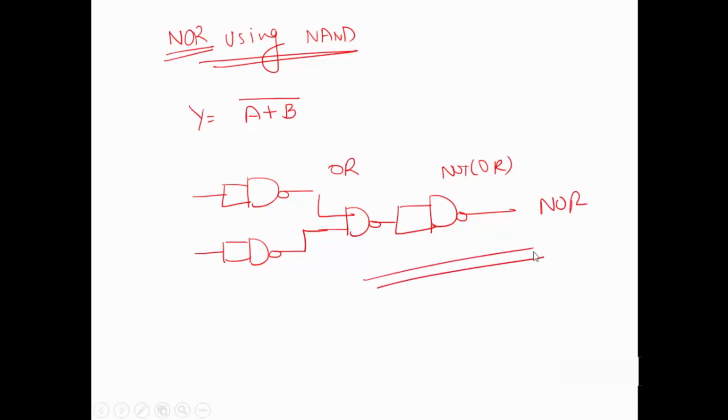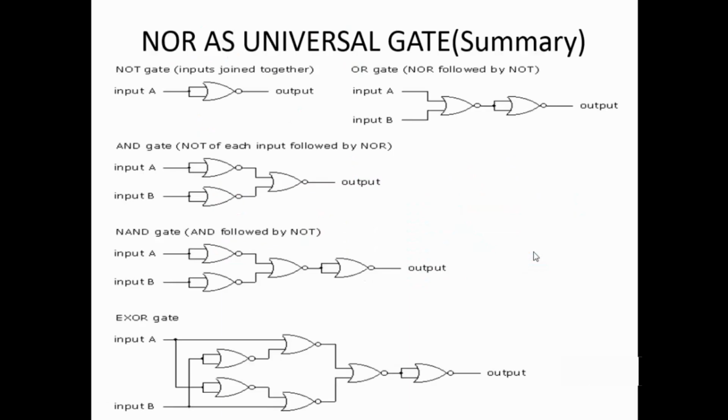This way you can implement any gate using this universal gate. In similar fashion, you can see NOR as a universal gate. You can see how to implement this. I will try to solve one for you. Not this one, this is an easy one, take some hard one. Take this one, NOR as AND.